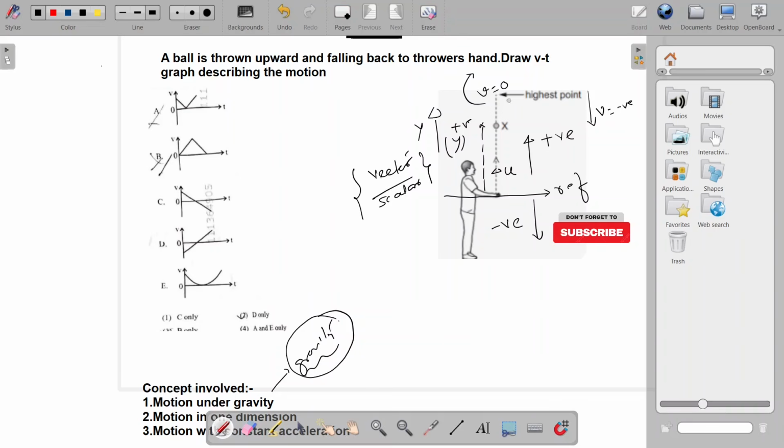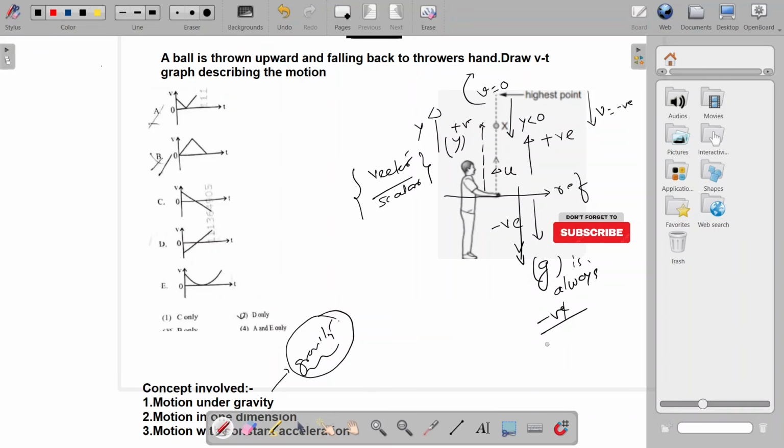But in both cases, whether it is going up or down, the acceleration due to gravity will always be towards the center of the earth, and it is always in the negative direction. So g is always negative. That is a very key factor to solve this problem: always negative. At the same time, we need to understand what kind of g it is, whether it is a constant g or a variable g.